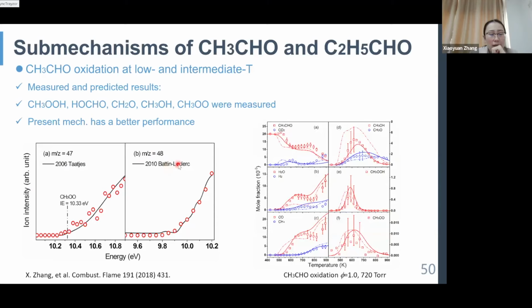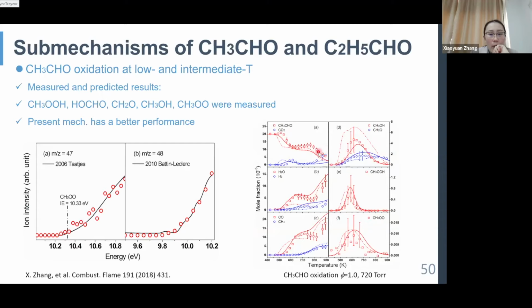Now let's look at the experimental results for acetaldehyde oxidation. The figure on the left-hand side presents the identification results. In our work, we not only identified the methyl hydroperoxide in acetaldehyde oxidation, we also measured its radical, methyl peroxy radical.